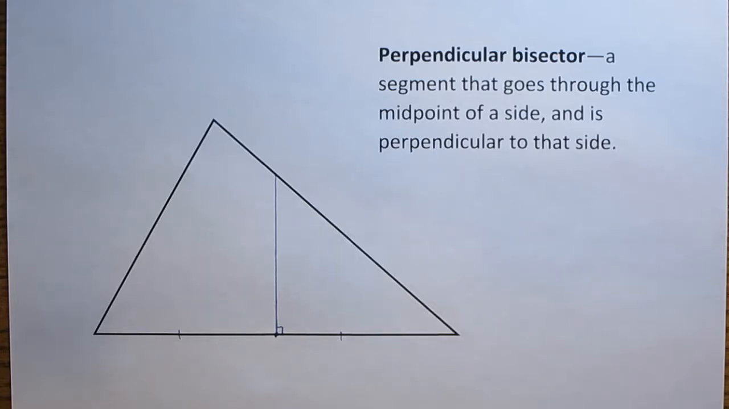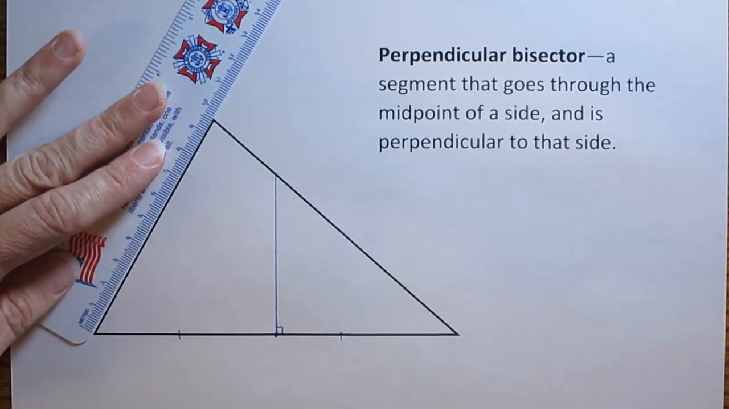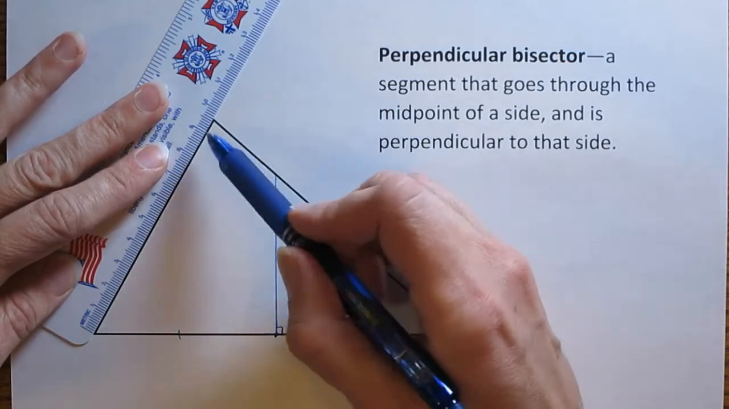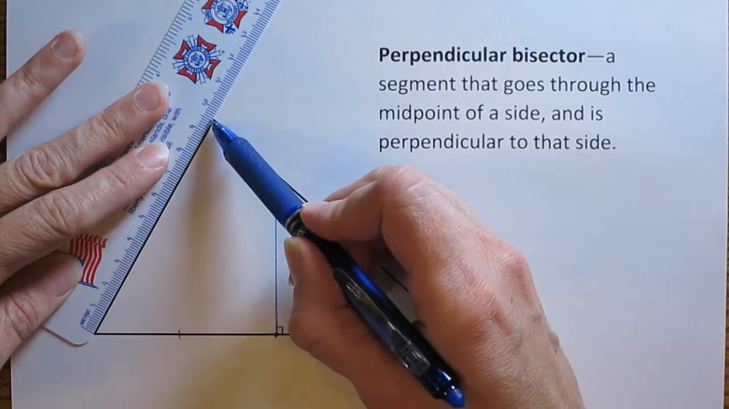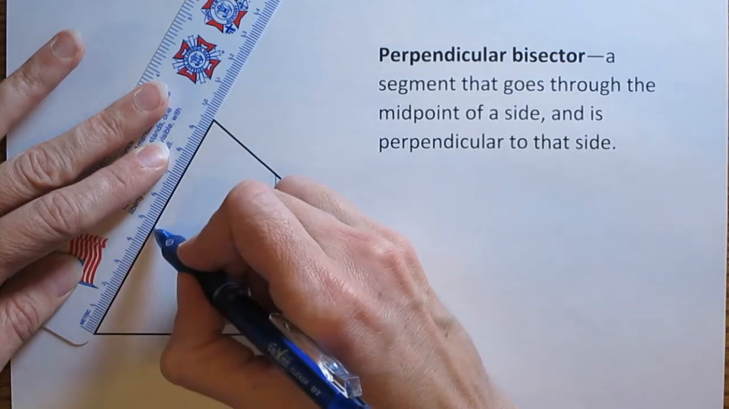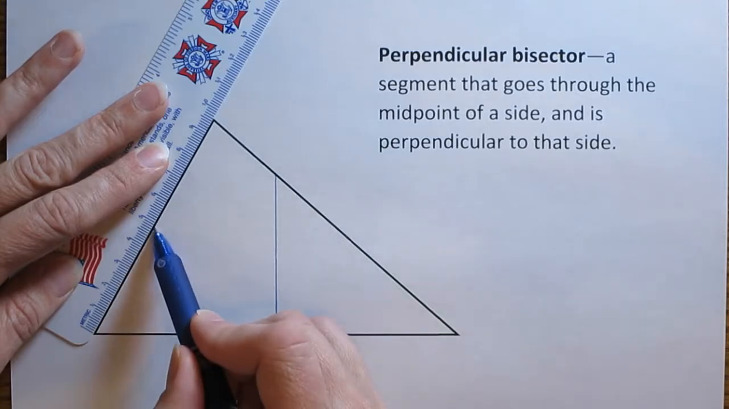Now I'm going to go and do this for the other two sides of my triangle. Going to measure this side. This side looks to be right around 9.5 centimeters. So half of 9 is 4.5, and then half of a half is a quarter. So I'm going to go to 4 3/4. I'm going to put my midpoint right there.